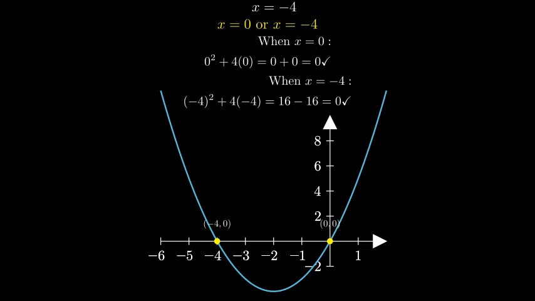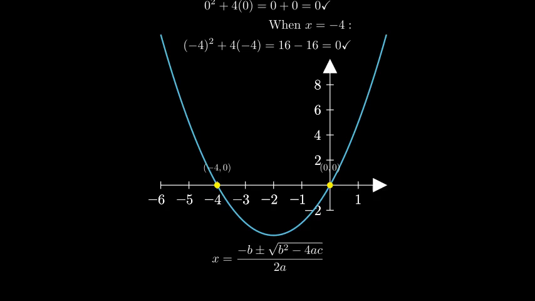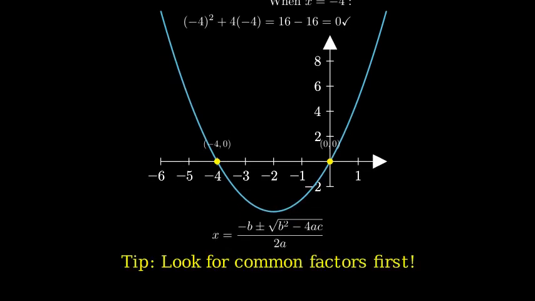We could have also solved this using the quadratic formula, but factoring was much simpler in this case since we had a common factor. When you see a common factor in all terms, factoring should be your first approach.